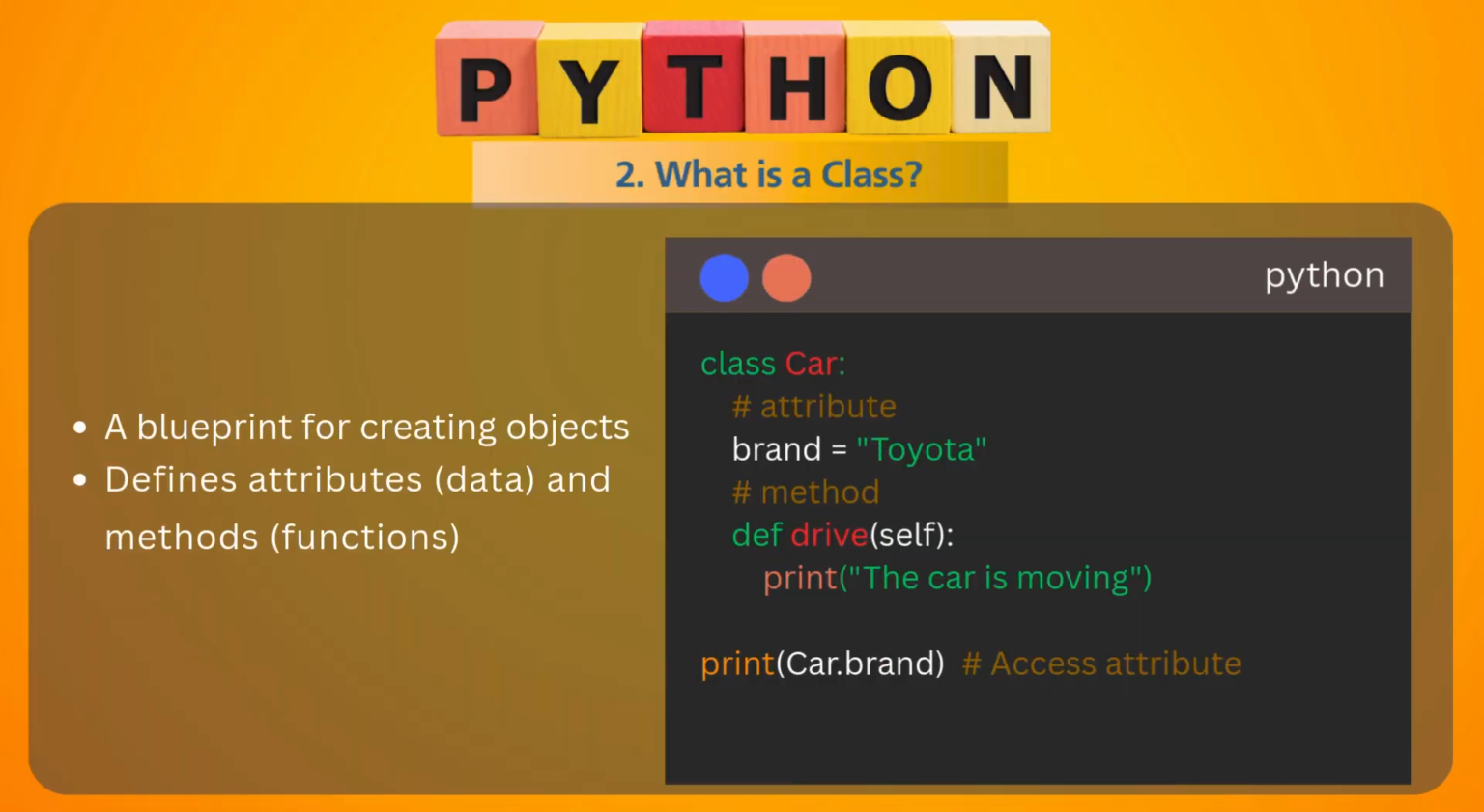Now we'll move on to the second topic. What is a class? A class is nothing but a blueprint for creating objects. It defines attributes, that is data, and methods using functions. So methods are nothing but functions. Now you see here in the example, class Car, this is the attribute, brand equal to Toyota. Then the method is def drive(self). The function is called a method. Print the car is moving. Now print Car.brand. You are accessing the attribute using this class. So if you print Car.brand, Toyota will be displayed.